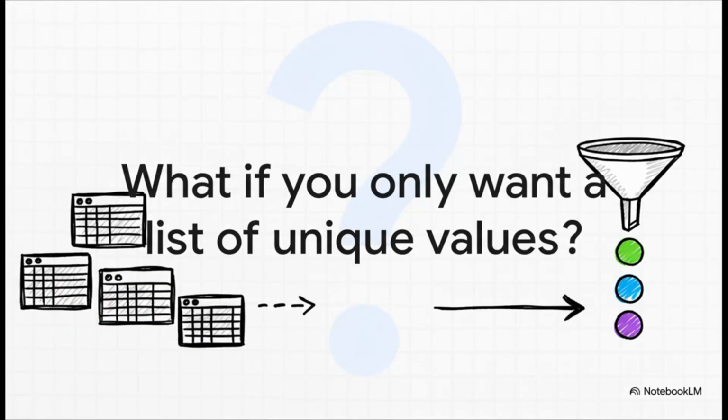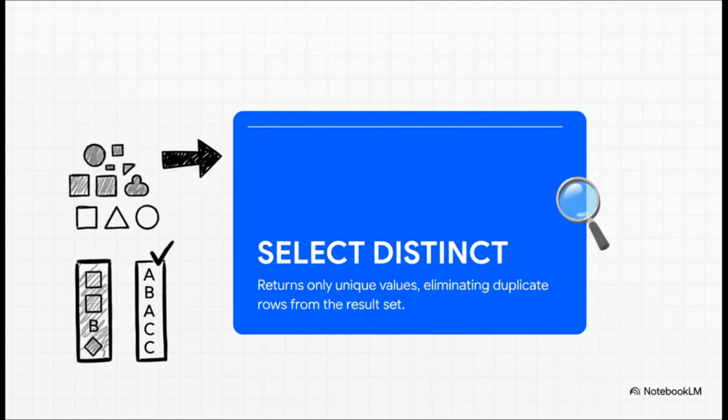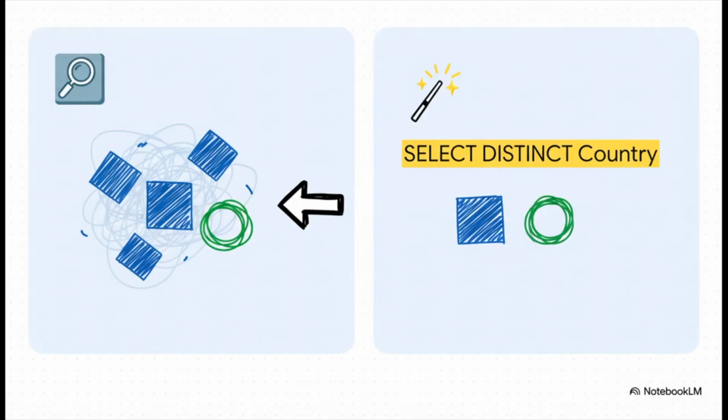But wait, what if your list has a bunch of duplicates? How do you clean that up? Easy. You just add one little word, distinct. Put it right after select. See the difference? On the left, duplicates. On the right, a nice, clean, unique list.